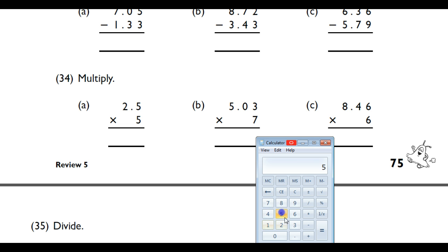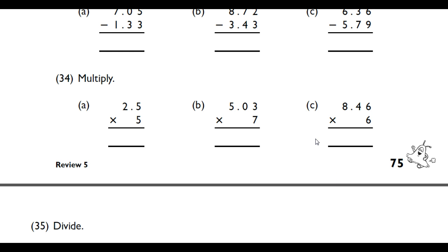Next, 5.07 times, is it times? Okay, where's my times? Yes, over here, times 7, right? It is 35.49. And the last one, 8.46 times 6. Your last answer should be 50.76, right? Now I'm going to shift out the answers for you to check.